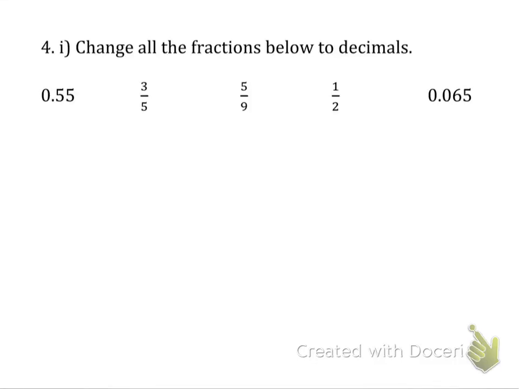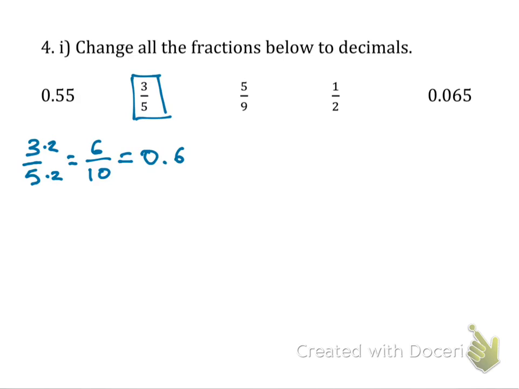Change all the fractions below to decimals. Okay, so we have three fractions below, and let's focus first on 3 over 5. There's a couple ways you could have gone about doing this. One way is to multiply the numerator and denominator by 2, and we have 6 over 10 as a result, which is just really 6/10, so that would change to 0.6.